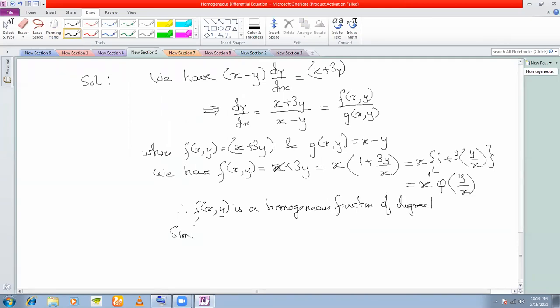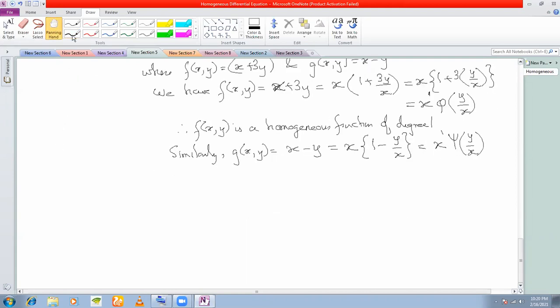Similarly, now we check for g(x,y). g(x,y) is x minus y. The highest power of x in x minus y is 1. So we take x to the power of 1 common. So what are we left with? 1 minus y by x, right? So you see that this has been expressed as x to the power of 1 into some function of y by x. Therefore, we say that g(x,y) is a homogeneous function of degree 1.